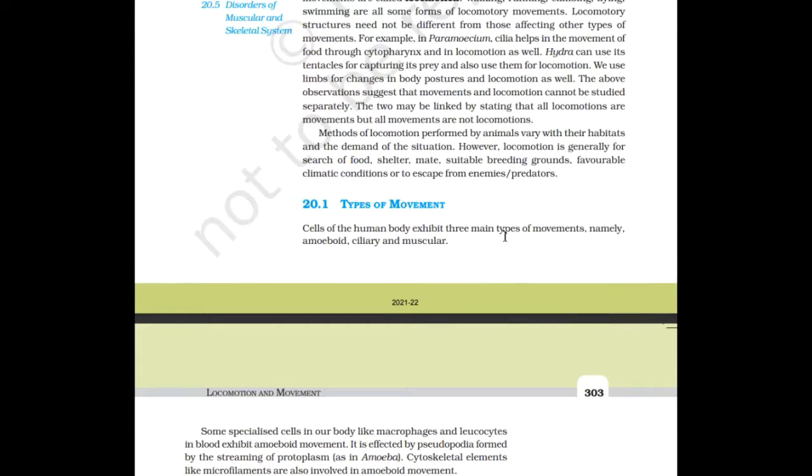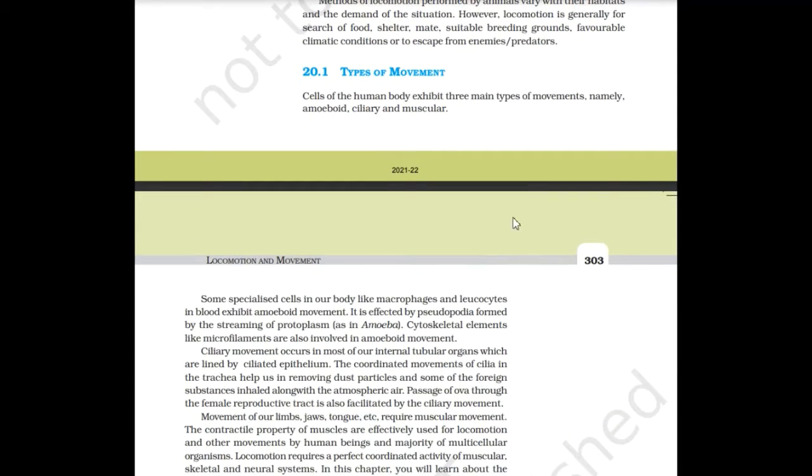Methods of locomotion performed by animals vary with their habitats and the demand of the situation. However, locomotion is generally for search of food, shelter, mate, suitable breeding grounds, favorable climatic conditions, or to escape from enemies, predators.